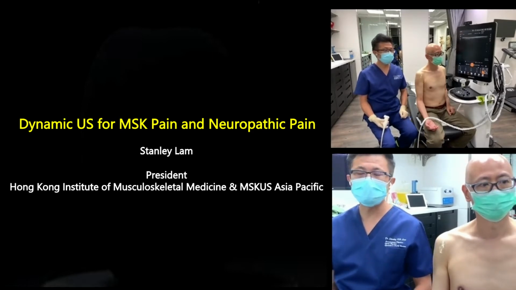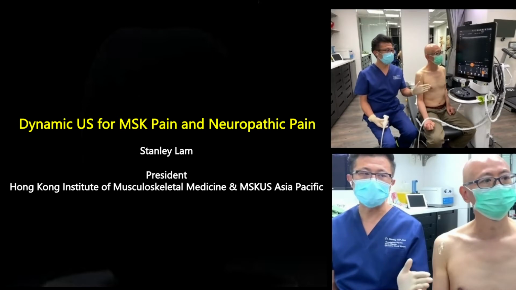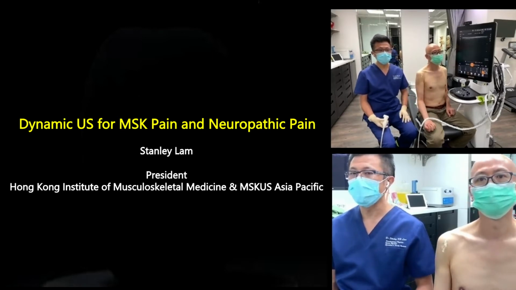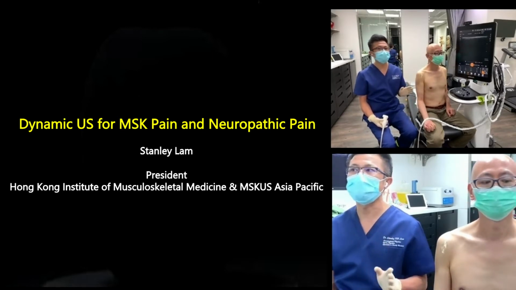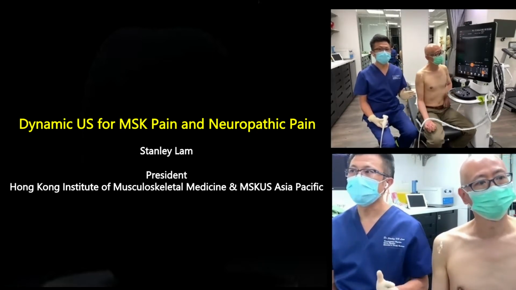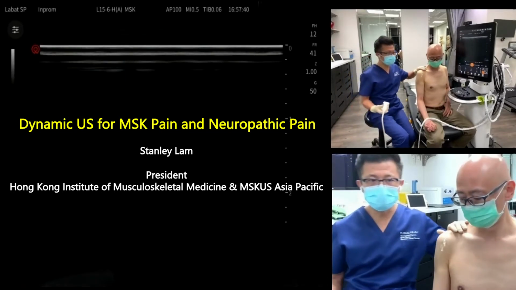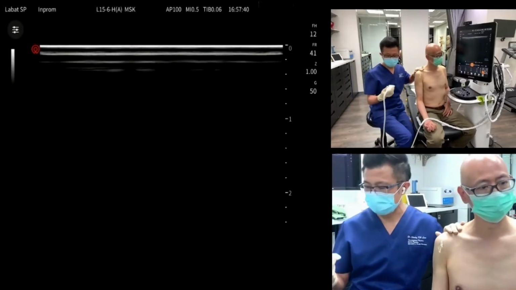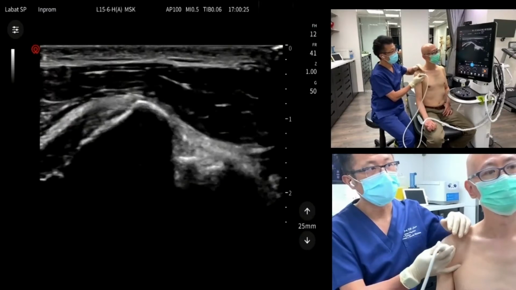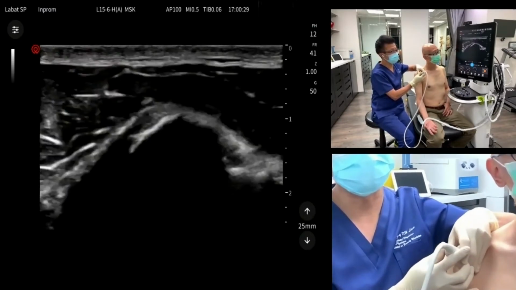Today, I'm going to demonstrate how we can use the Sonic ultrasound system, especially dynamic ultrasound, to make a diagnosis of musculoskeletal and neuromuscular pain conditions. I would like to use the shoulder as an example here. We start with the shoulder examination.